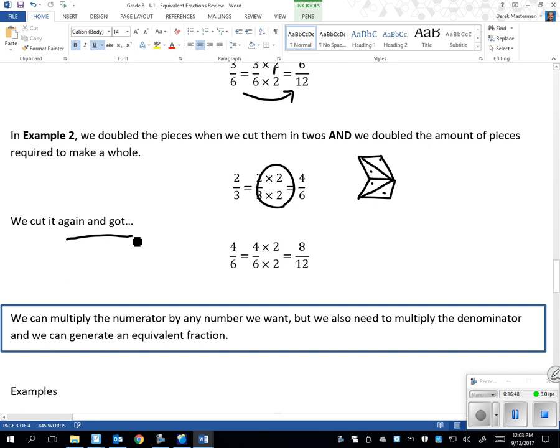Again, we cut it in half again, and we get 8/12. And we could keep cutting, and they get smaller and smaller, but I get more and more of them. And I need more. Okay. Let's look at some straight up examples.